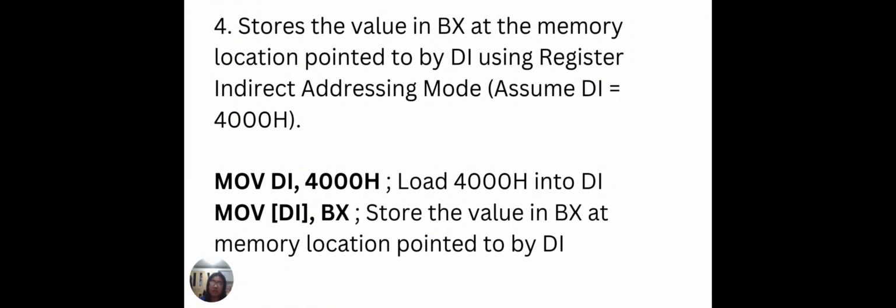And the last instruction is to store the value in BX at the memory location pointed to by DI using register indirect addressing mode, and we assume that DI is equal to 4000H. So here our code would be MOV DI, 4000H. It will set DI to point to memory location 4000H. Next is MOV [DI], BX, which will store the value in BX into the memory location pointed to by DI.